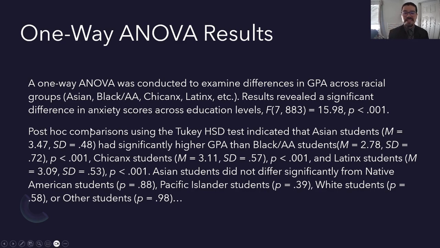Results revealed a significant difference in anxiety scores across education levels. F, so this is where we're seeing that formula for how you want to report your results. F of 7 and 883. So those are your degrees of freedom between and within groups. This 15.98 is your F statistic. And then this P is the significance reported from SPSS. And so we'll see all these things pop up when we move to the SPSS piece.